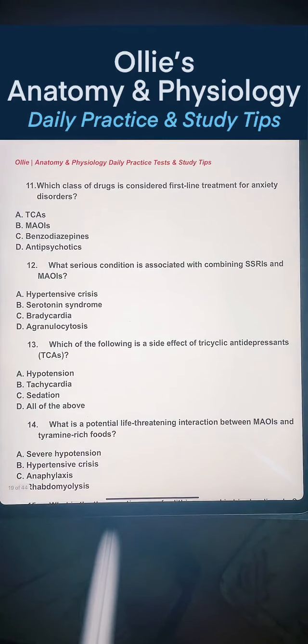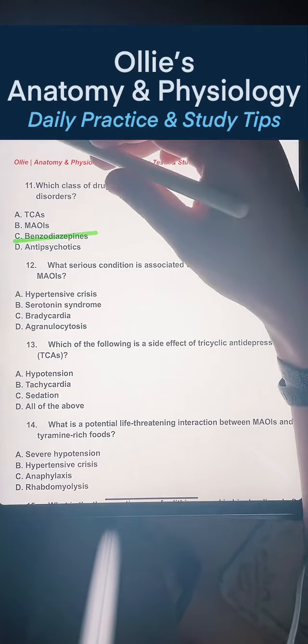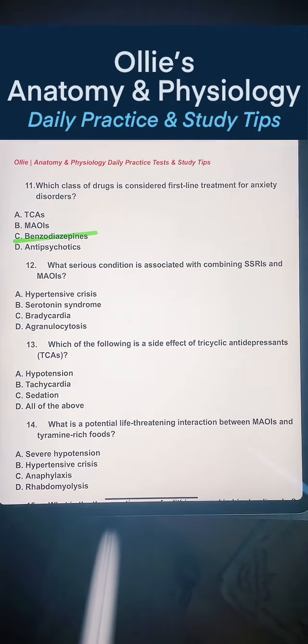Let's move on to number 11. Which class of drugs is considered a first-line treatment for anxiety disorders? Perfect, everybody. Congratulations. It is C. It is a benzodiazepine. So they are rapid acting and they are effective for acute anxiety, although not typically used for long-term use. TCAs and MAOIs are a little older and not first line due to the fact that they do have a lot of side effects. And antipsychotics are not used for anxiety unless it's some sort of psychosis.